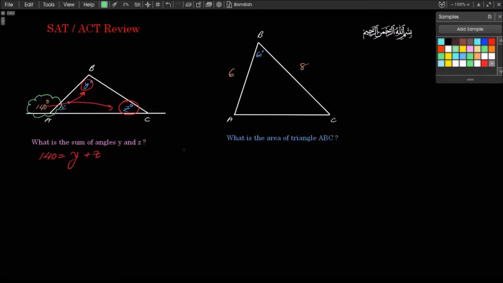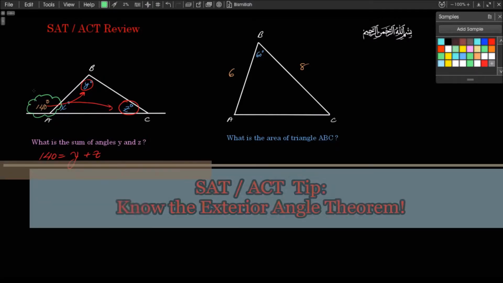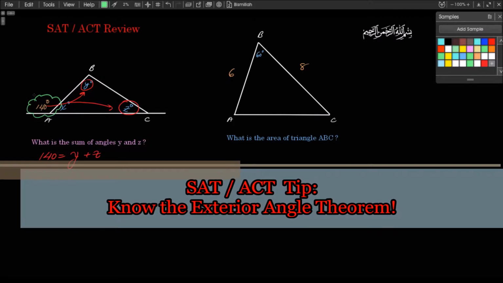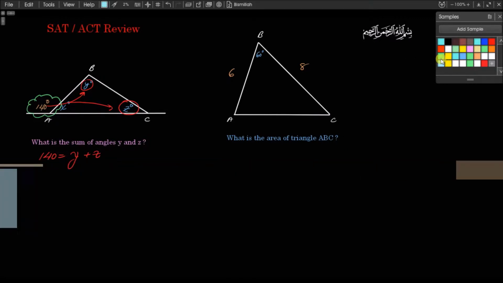Typically the question is asked the other way around. They give you y and z, and then you're asked to find the exterior angle. But this one kind of flips the question, so I thought that was kind of interesting. Now the second question states, what's the area of this triangle ABC? If you recall, the formula for the area of the triangle is 1/2 the base times height.